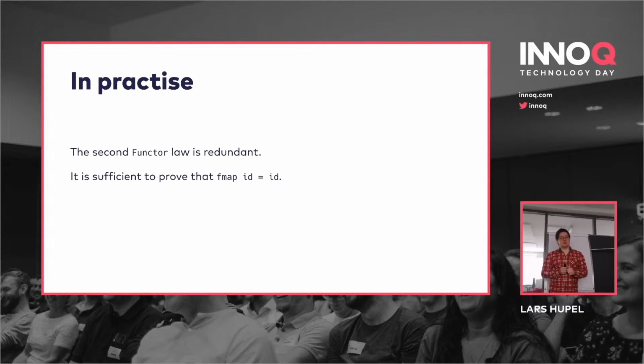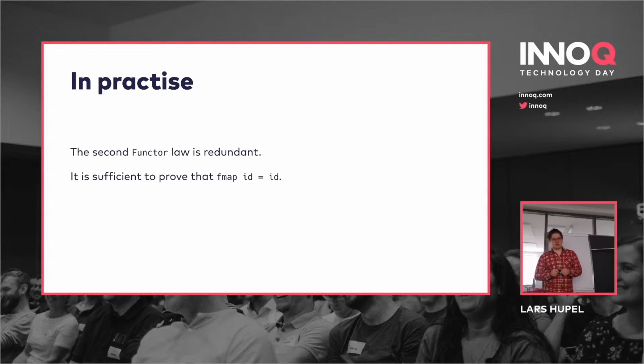The second functor law is about when you compose functions. So if you fmap f and then you fmap g, you could have just fmap once with f dot g, with the composition of f and g. And this law is what I claim here on the slide is redundant.